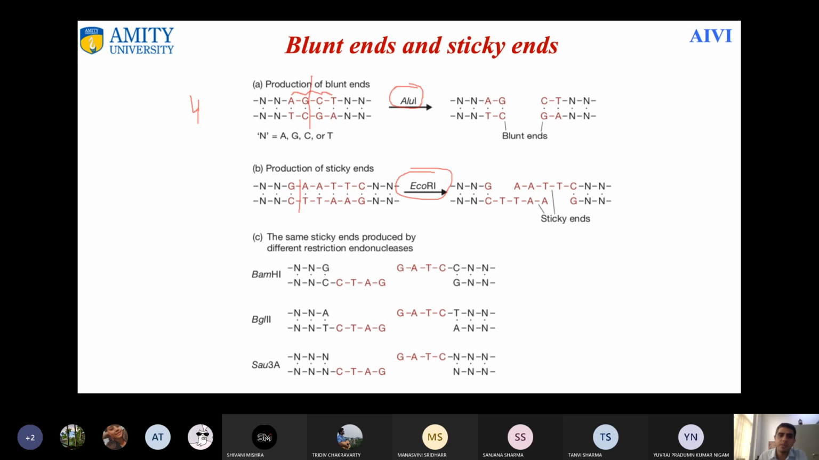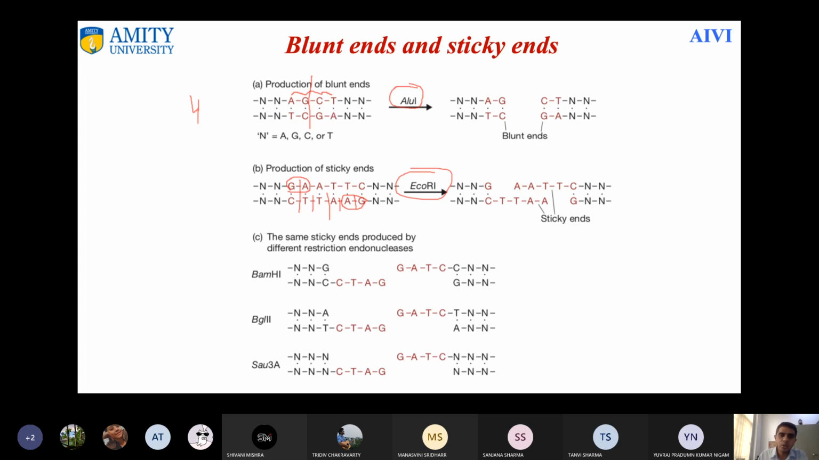But as I mentioned, it is not producing cuts at the same location. It is producing at different locations. So it may produce a cut here, it may produce a cut here, it may produce a cut here. But EcoR1 recognizes the sequence and produces a cut between the G and A. As I mentioned, the property of the recognition sequence is the palindromic nature. When the sequence is palindromic in nature, it produces cuts only at the palindromic sites. It means if it finds G and A, it is going to produce a cut in between G and A. Otherwise, it can't produce a cut.